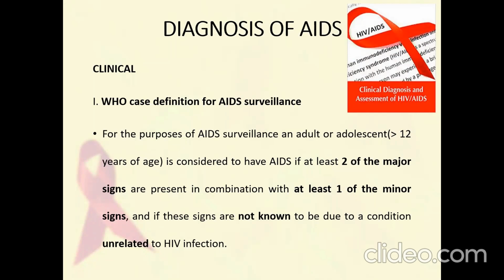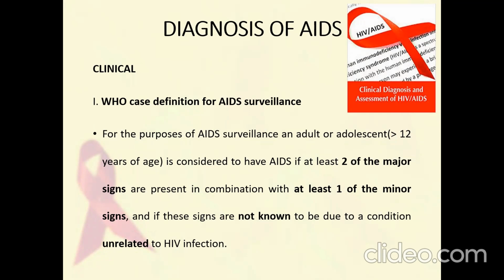So for the purpose of AIDS surveillance, an adult or adolescent more than 12 years of age is considered to have AIDS if at least two of the major signs are present in combination with at least one of the minor signs, and if these signs are not known to be due to conditions unrelated to HIV infection.